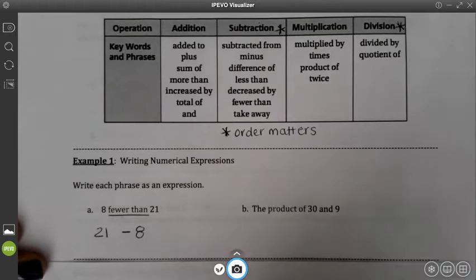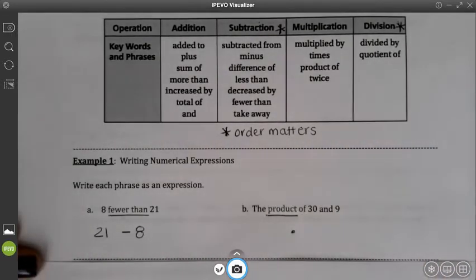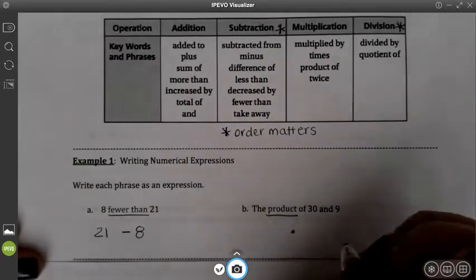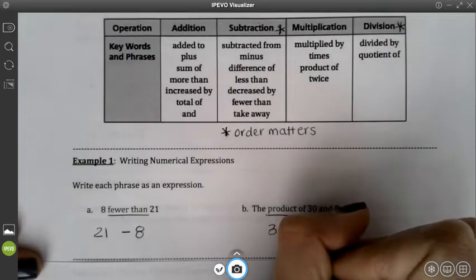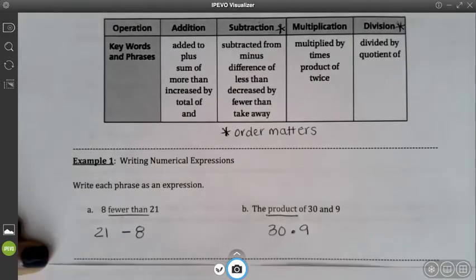Part B, the product. Product is a multiplication word of 30 and 9. So that is the expression that we would write.